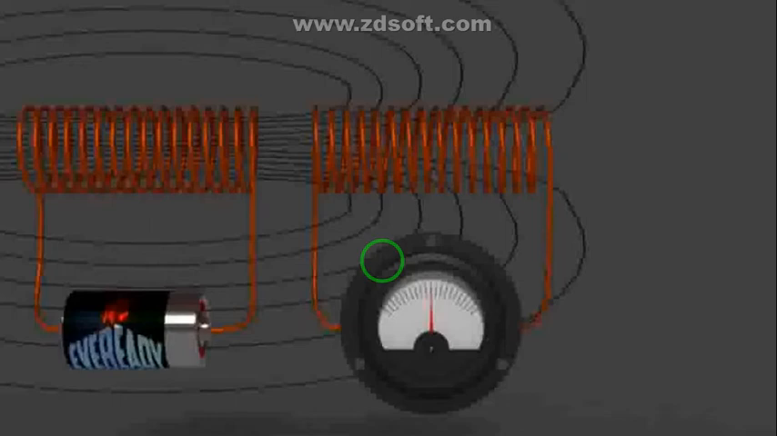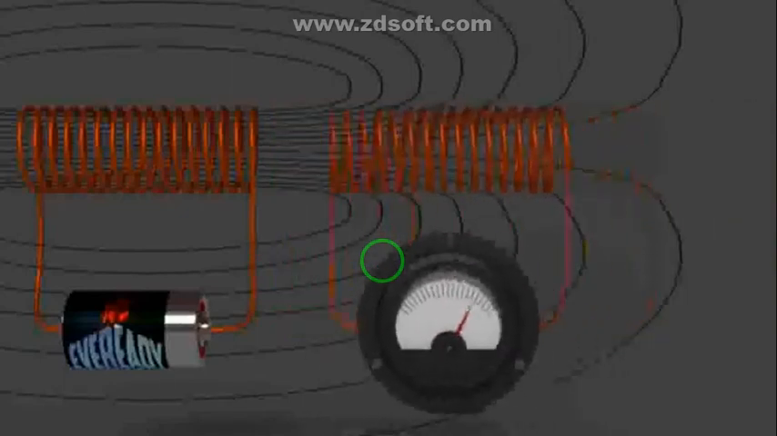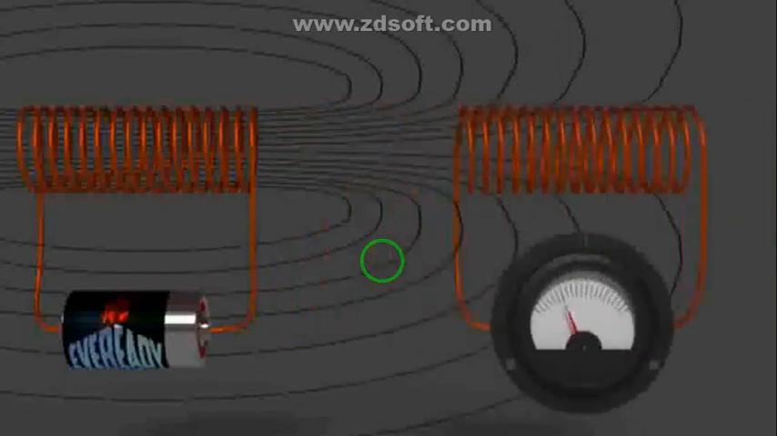Now we can observe that no voltage appears across the second coil. There is no deflection in the pointer of the galvanometer. Although in that condition a magnetic flux links with the second coil from the first coil, there is no voltage in the second coil. Now we move the second coil inside the influence of the magnetic field of the first coil.